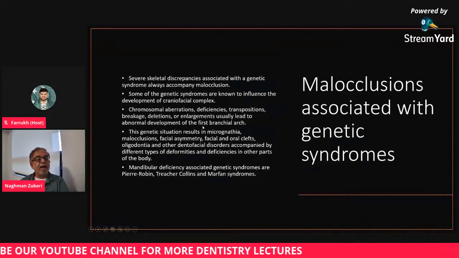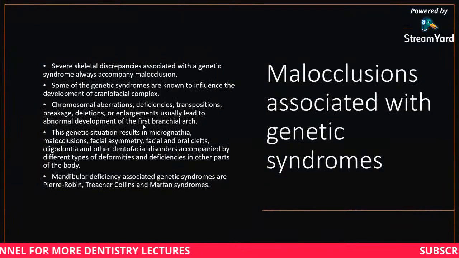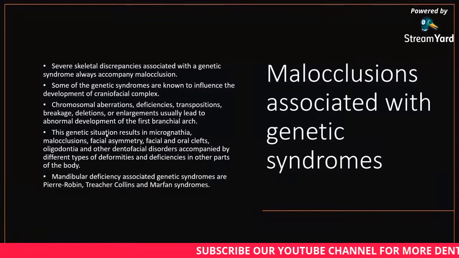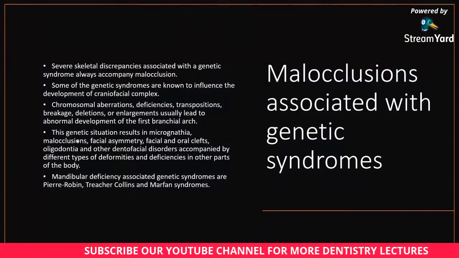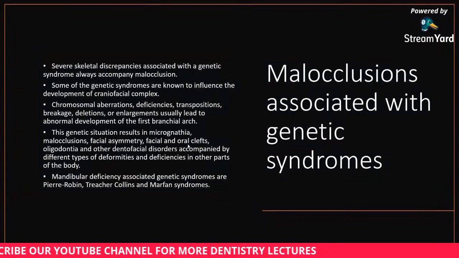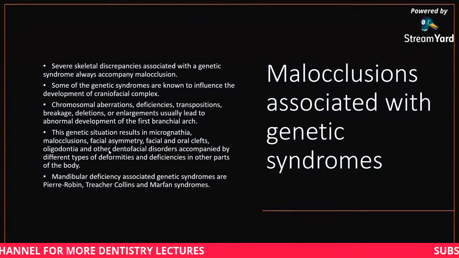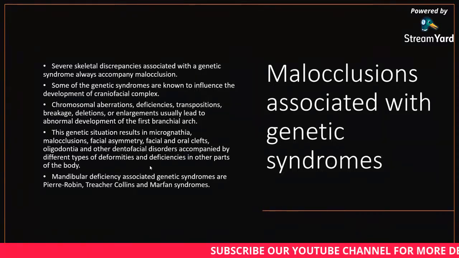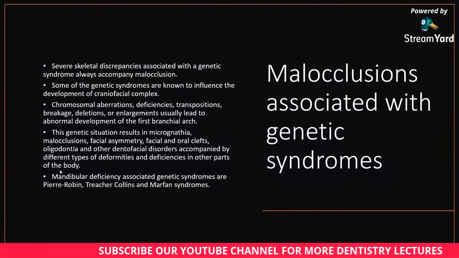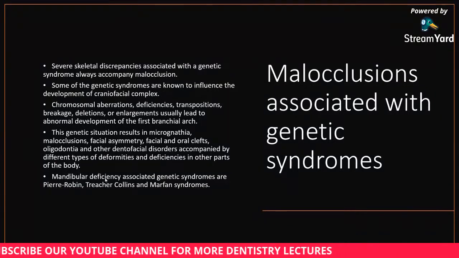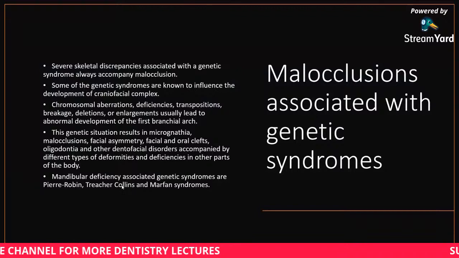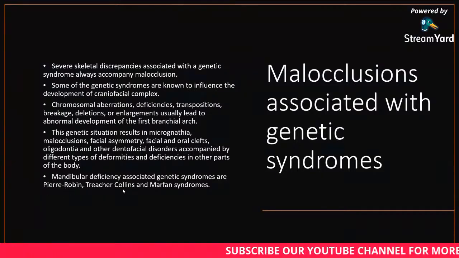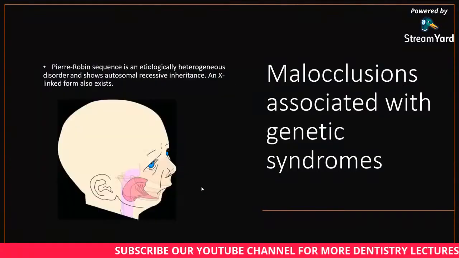The maxilla and mandible originate from the first branchial arch, or the first pharyngeal arch. This genetic situation results in micrognathia, malocclusions, facial asymmetry, facial and oral clefts, oligodontia, and other dentofacial disorders, accompanied by different types of deformities and deficiencies in other parts of the body. Mandibular deficiency associated genetic syndromes are like Pierre Robin, a very common problem in Pierre Robin, Treacher Collins, and Marfan syndromes.